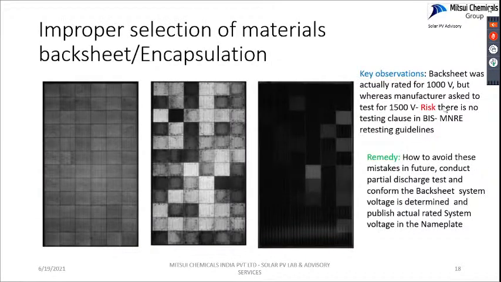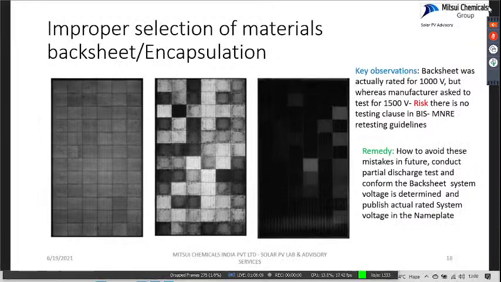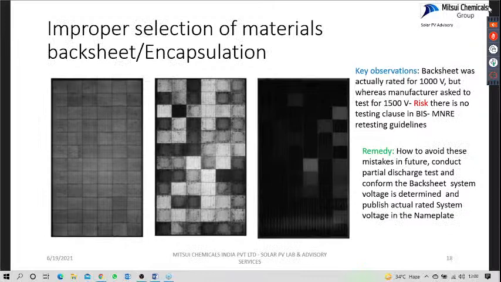And then this is one wrong selection of material itself. One customer, by mistake, somehow used a 1000 volts backsheet, whereas they asked us to test for 1500 volts. So you can see these are basically EL images. It's like X-ray of modules. So we can see cracks or degradations from the X-ray.